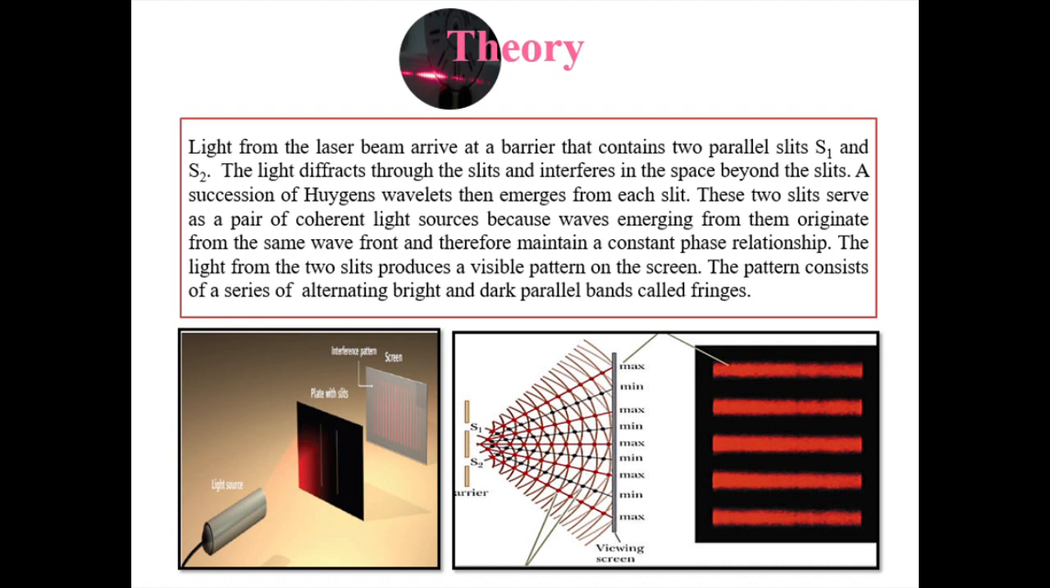The light from the two slits produces a visible pattern on the screen. The pattern consists of a series of alternating bright and dark parallel bands called fringes.